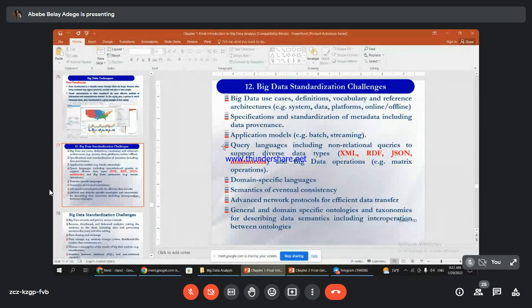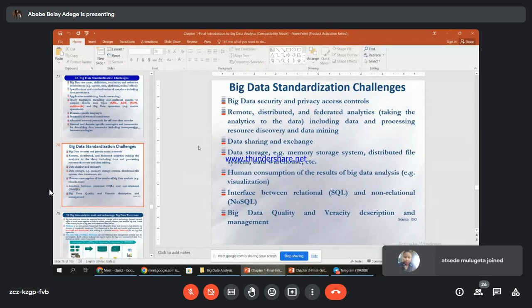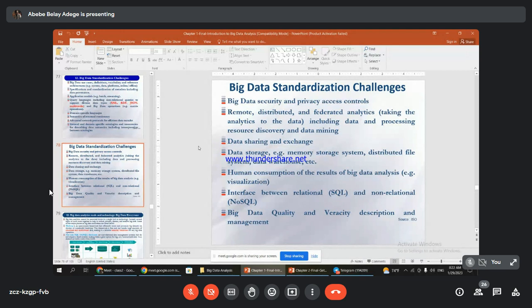Whenever we come to the challenges, there are a number of them. As I told you, big data has a security problem, and it is very distributed, so it is very difficult to share or exchange data. Since it is huge, it needs too much bandwidth. It even needs too much data storage, and human consumption of the results of big data analysis is very difficult. It is very difficult to visualize, because not all of the collected data is equally important.